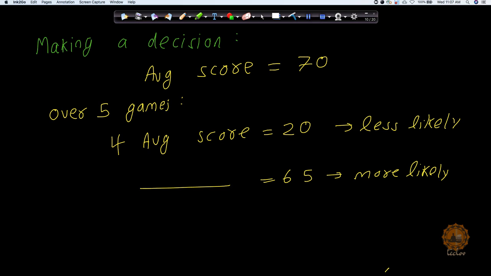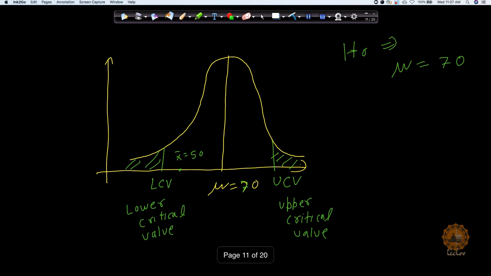Now we will see how to formulate it in terms of hypothesis. So we will be plotting this into a graph. I'm plotting this with my mu as 70, because that's what my claim is. And I am basically putting my numbers here. I'm going to point to a number called the LCV, which is the lower critical value, and then I'm going to come to the UCV, which is called the upper critical value.